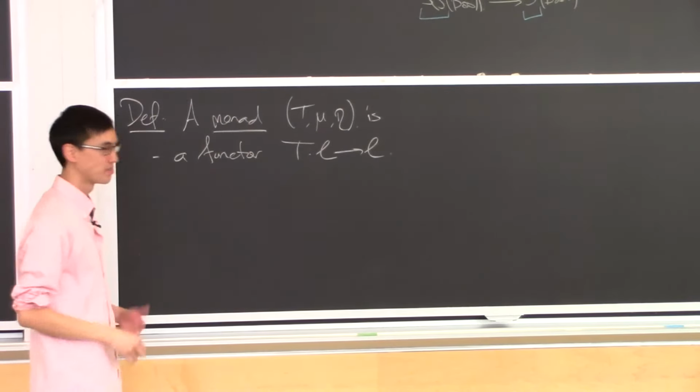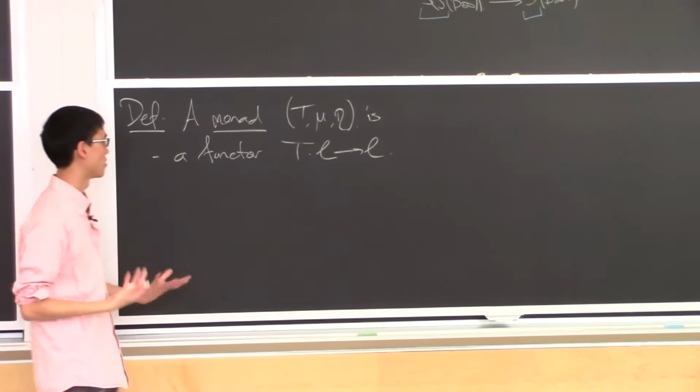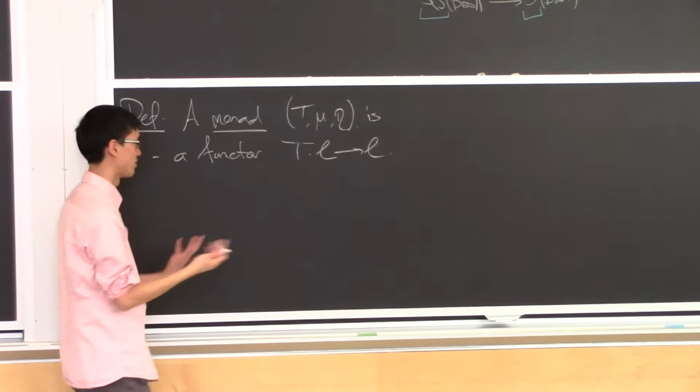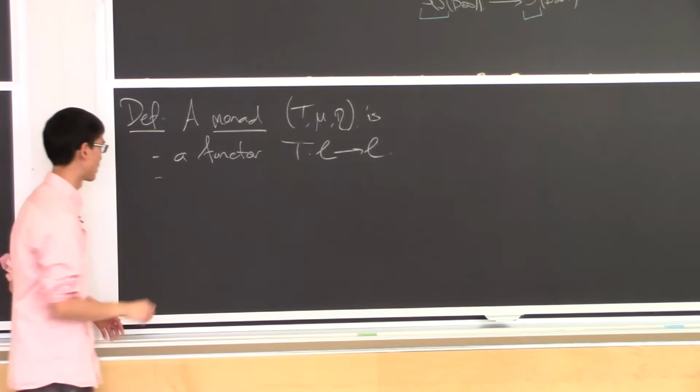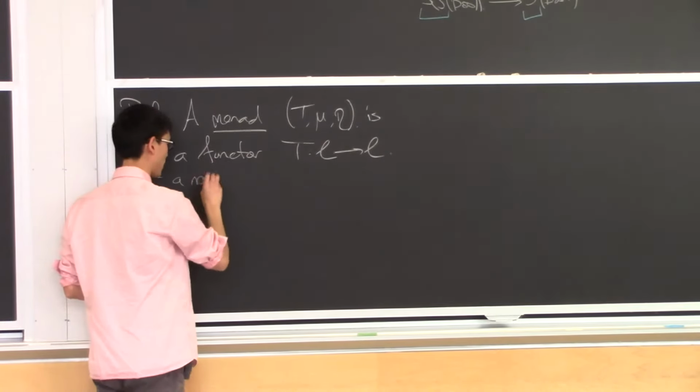An endofunctor. Just like for algebras, for initial algebras and so on, we talked a lot about endofunctors. A monad is a functor, but we give ourselves some extra structure. We have a natural transformation.